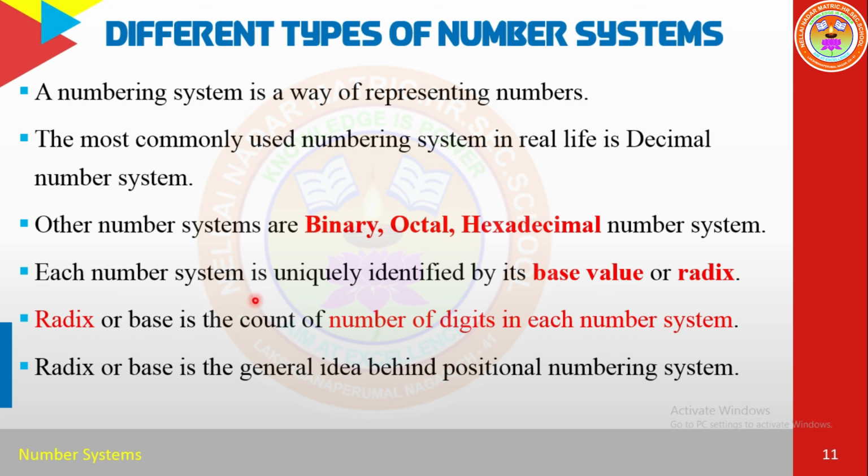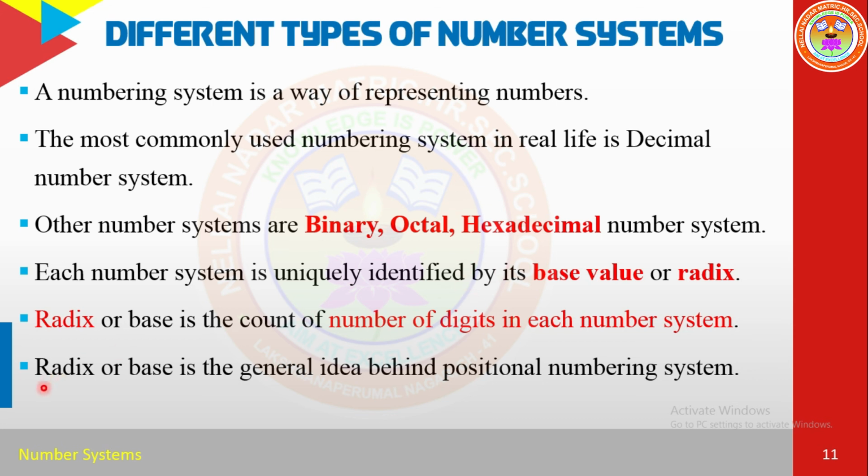So that's why they are mentioning here: each number system is uniquely identified by its base value. What is another name for base value? Radix. So what is radix? Radix or base is the count of the number of digits in each number system. The number of digits should be counted for each and every number system. It is this base value that differentiates all the 4 different types of number systems.